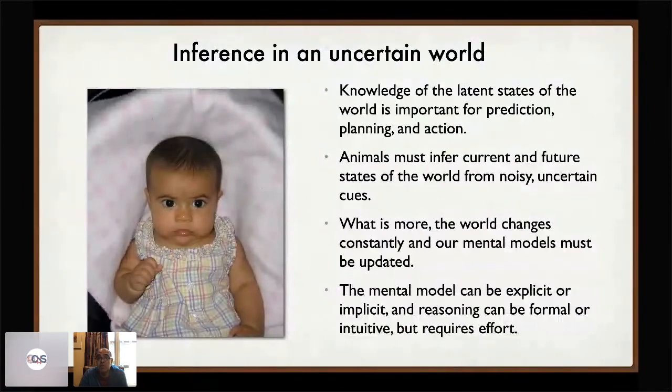And what's more, the world is changing constantly, right? So the underlying source of the information may change, and our mental models must be updated constantly to keep track of all of this in order for us to act well. Now, the mental model that we keep of the world can be explicit, as in, you can write it down in equations, for example, on a piece of paper, or it can be implicit. We may not even know. In fact, typically when we act, we don't know what our mental model is.